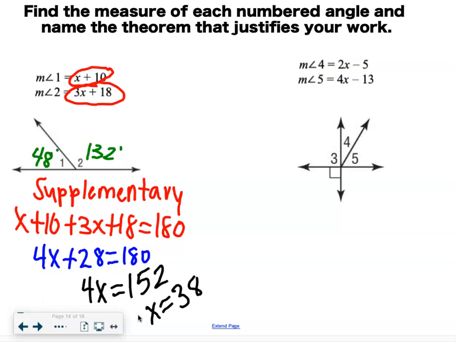Okay, on this second one, what do we know about them? They are a linear pair. They're complementary. Which ones are complementary? 4 and 5. How do you know they're complementary? They are a right angle. Yeah, it's a right angle. So you're going to put they're complementary, so write the word complementary, or definition of complementary, however you want to write it. And then what would my equation be? 6x minus 8 equals 3. Perfect.